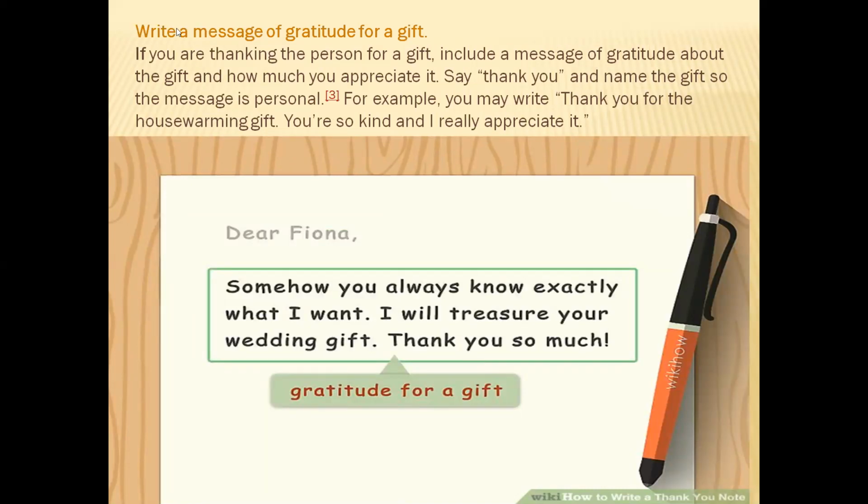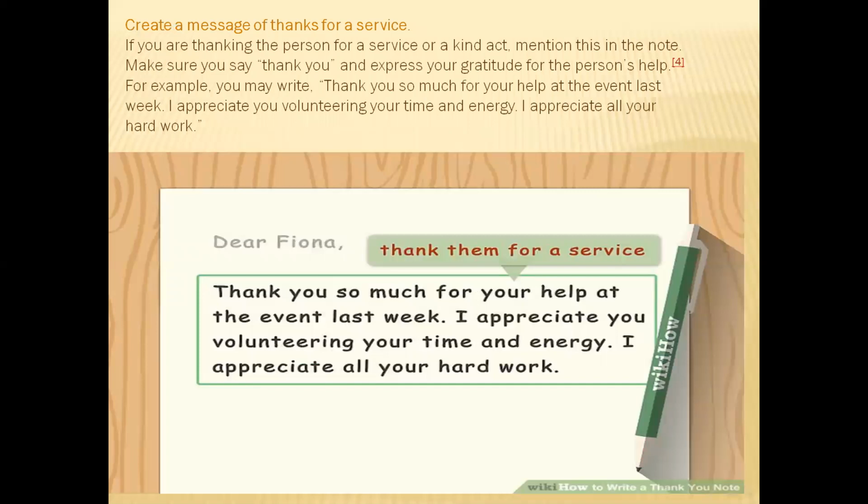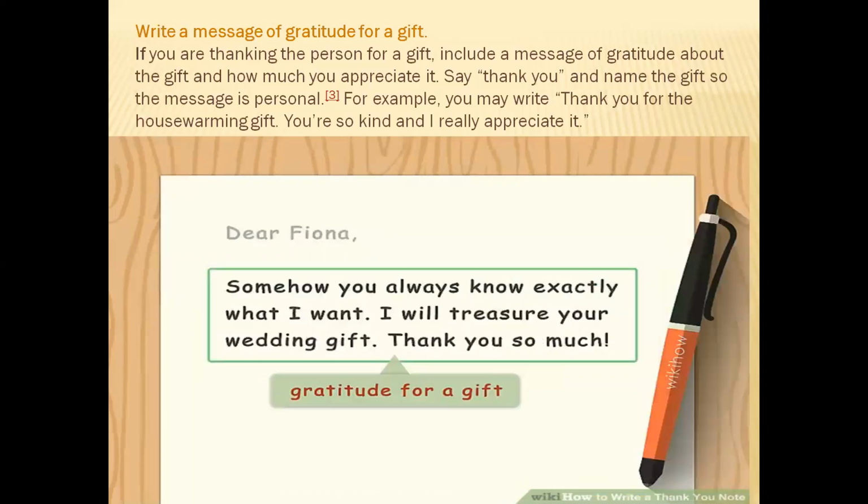Next step, write a message. Write a message of gratitude for a gift. Now we want to thank the recipient for something they did for us. If you are thanking the person for a gift, include a message of gratitude about the gift and how much you appreciate it. So if someone sent you something and you liked it so much, you have to send them a thank you message. For example, yesterday I received your gift. It was so amazing. I was so happy when I received it. Thank you very much for sending this gift to me. This is the meaning of sending a thankful message to the recipient.